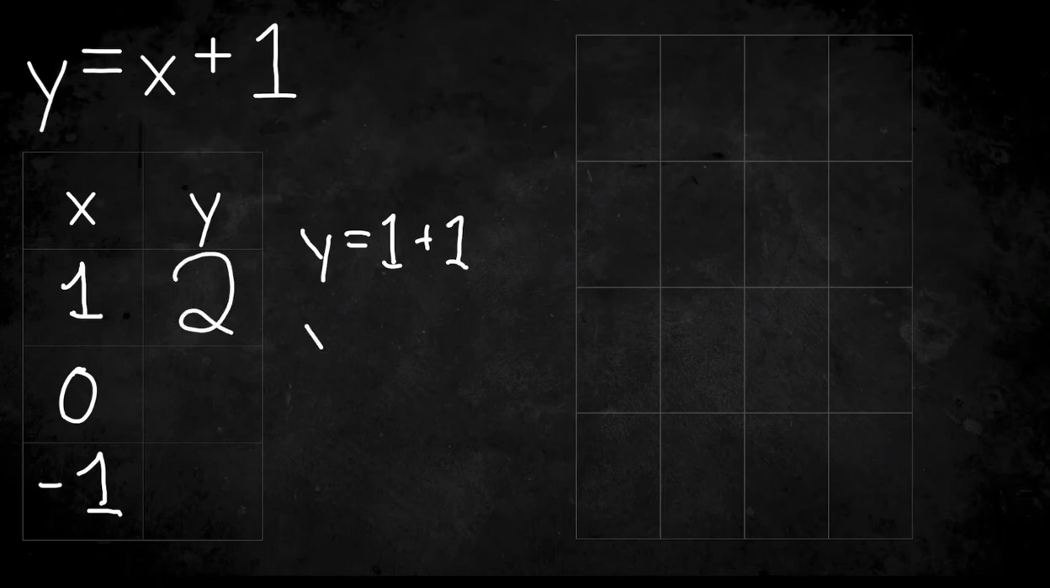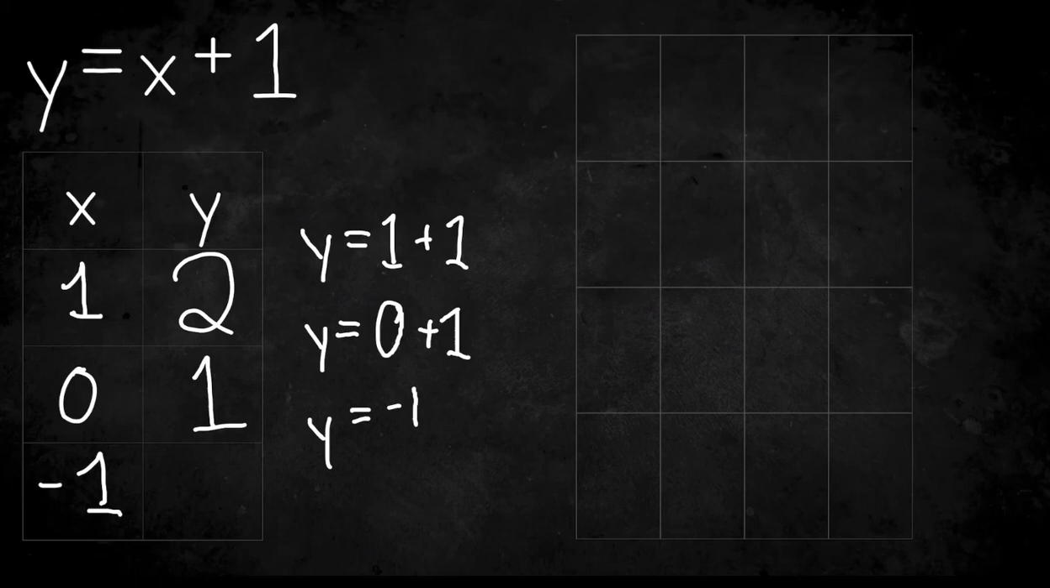Next, y equals 0 plus 1, and 0 plus 1 is 1. And then we have y equals negative 1 plus 1, and negative 1 plus 1 equals 0. So in this case, every time you subtract 1 from x, you subtract 1 from y.